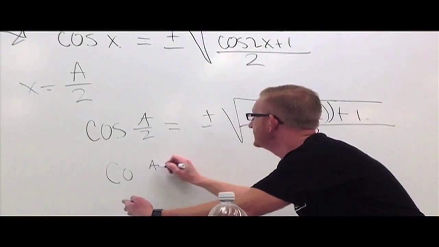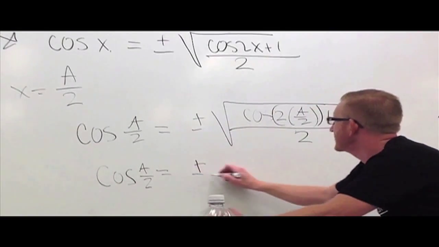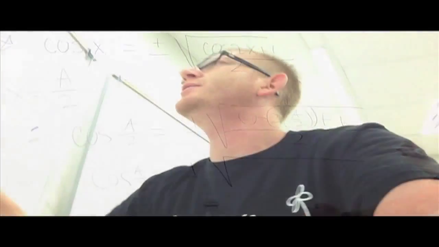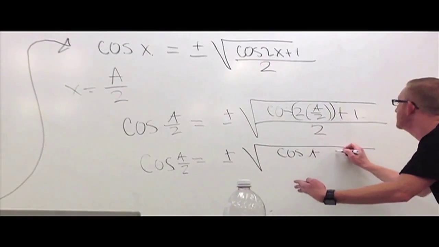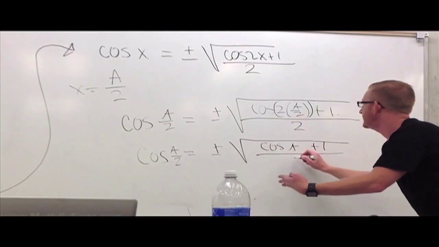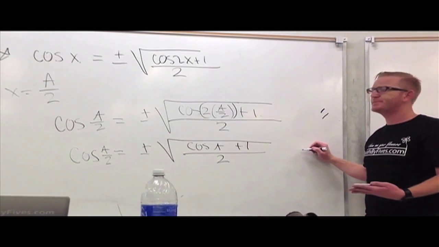We're almost done. So the cosine of a over 2 is going to be plus and minus the square root. Now I have 2a over 2, which is just a. So that's the cosine of a plus 1 all over 2. And there you go. It has been shown.